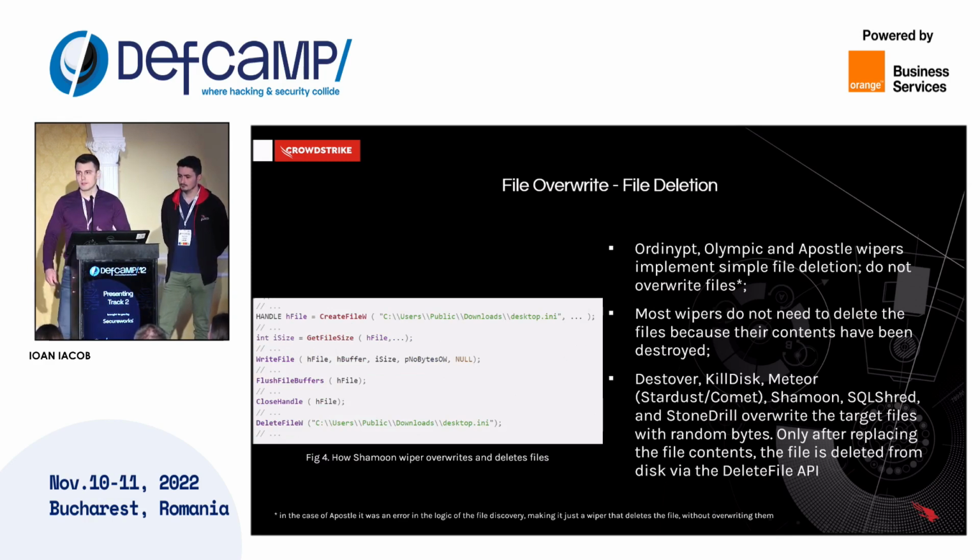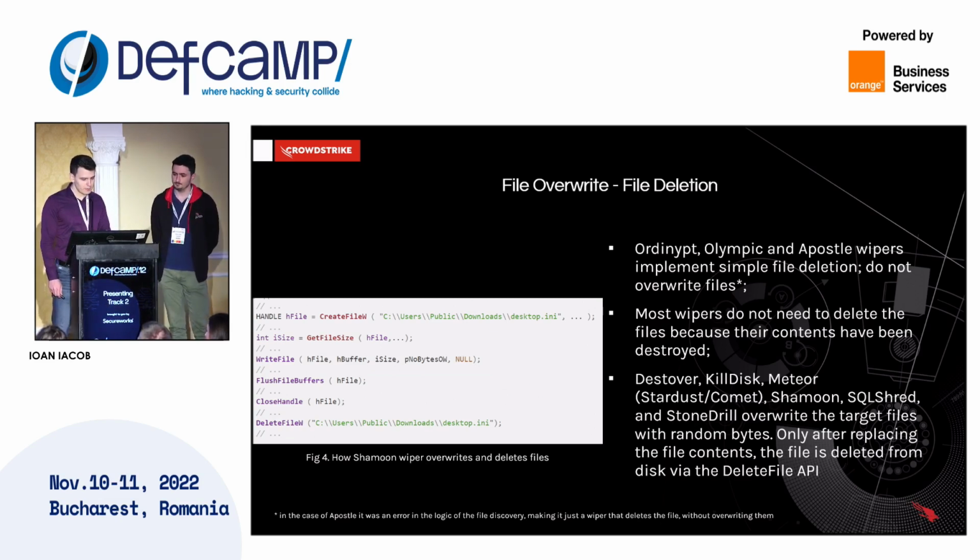Other families use simple file deletion using DeleteFile, where NIPT, Olympic Wiper, and Apostle implement this technique. You can see over here on your left, one good example is they open the file, they grab the size of that file, they overwrite the entire file with bogus data, and at the end they will delete it.